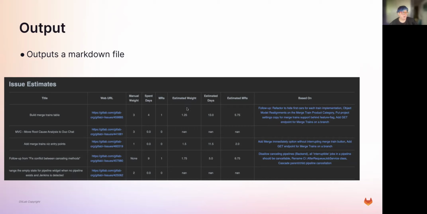Then, as I said, the estimated weight here is the mean of the weights of these related issues. The "based on" column lists those related issues so that you can go and look at them and see if there's anything interesting in there, if you want to see whether they're actually related and maybe there's something useful that way. And then this is again the median number of days for each of those related issues, and the mean number of MRs that it took to close those issues or that are related to those issues.